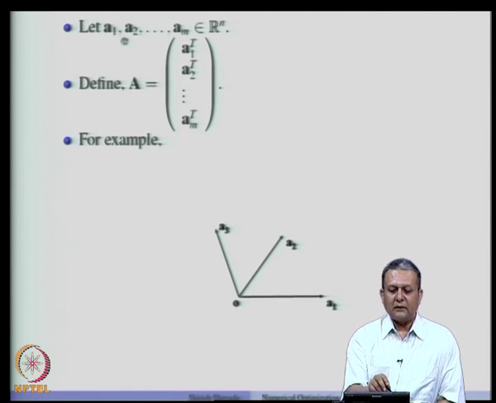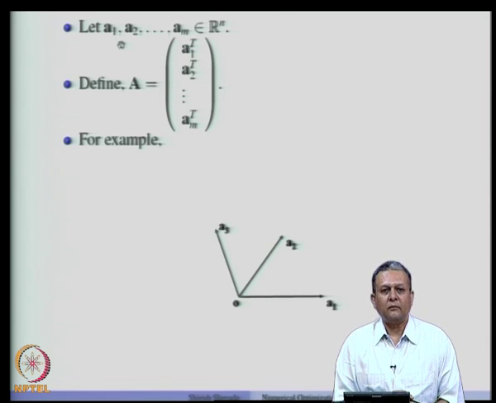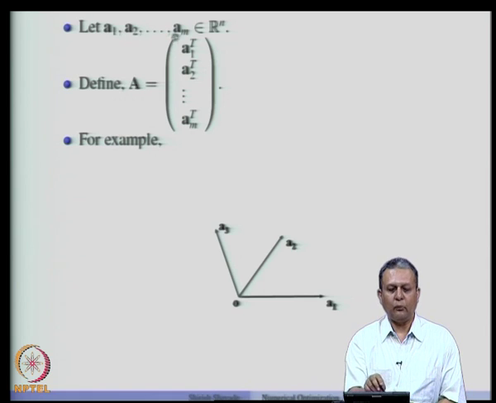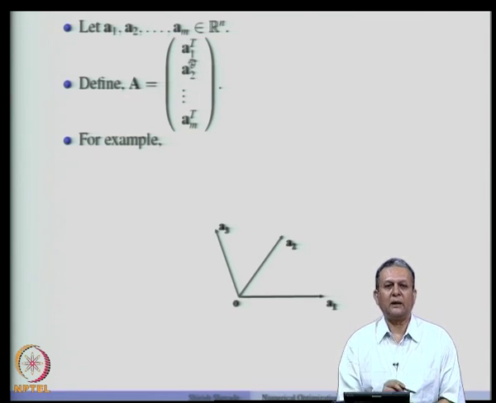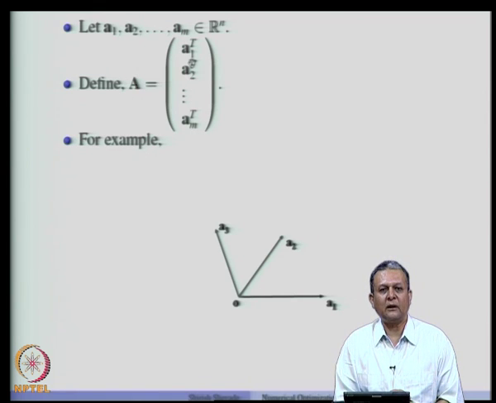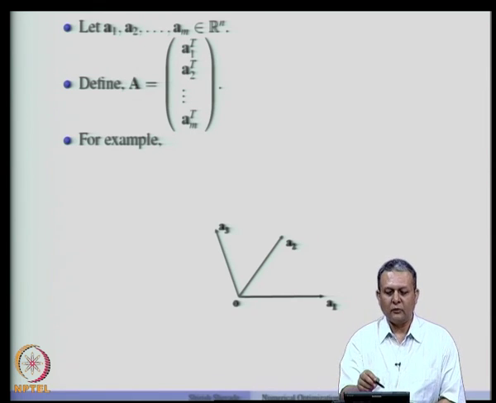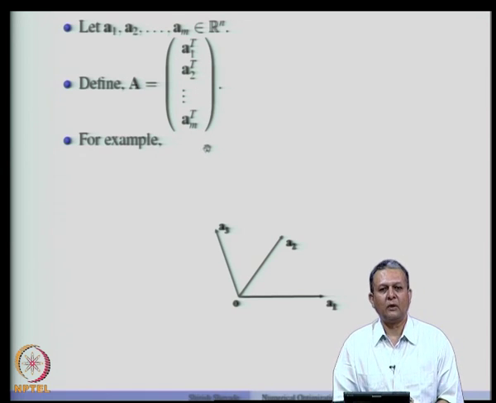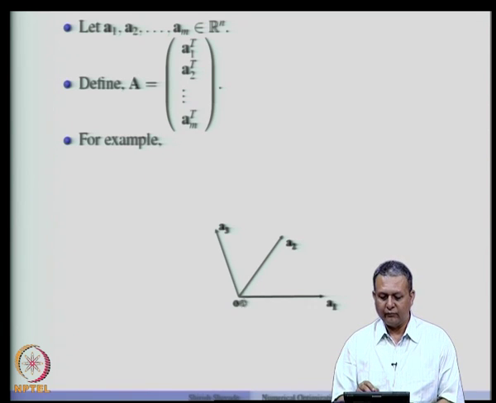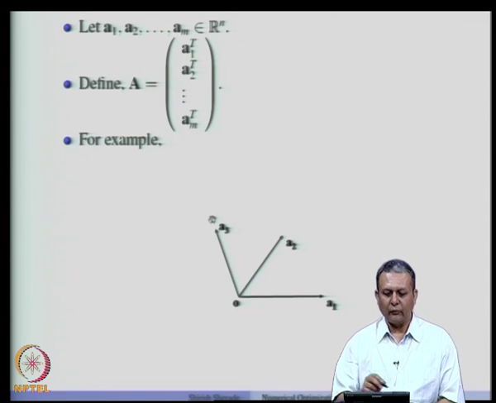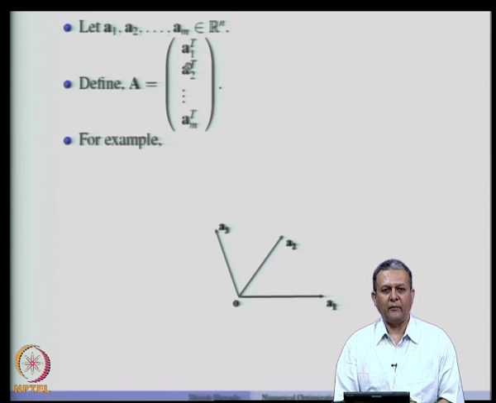Okay, so let us consider n dimensional vectors, and let us denote them by a1, a2, ..., am. Now, define a matrix A where the m vectors are stacked row wise. So, the first row contains a1 transpose, the second row contains a2 transpose, and so on. Suppose, for example, we take 3 vectors a1, a2 and a3. Okay, so we can stack them in the matrix A.